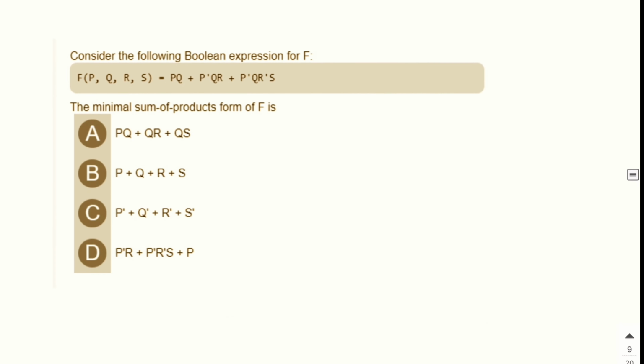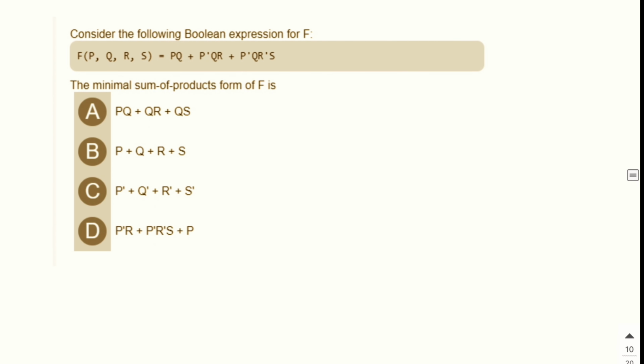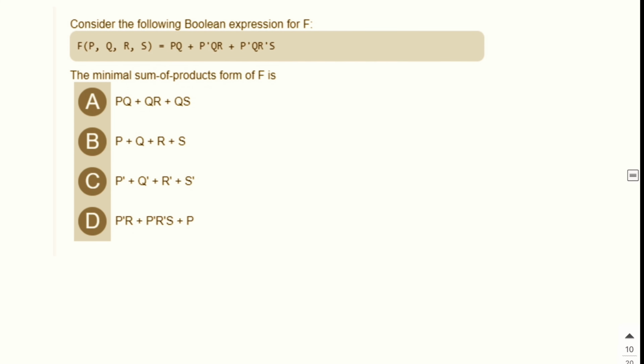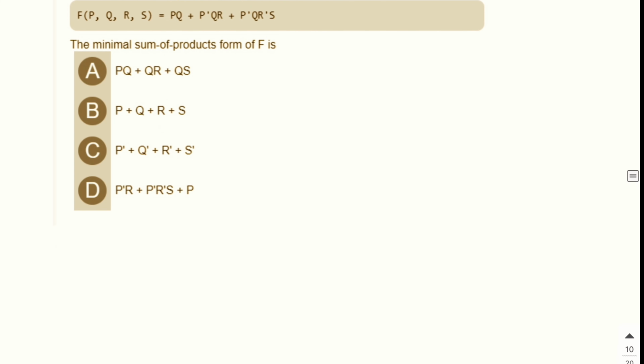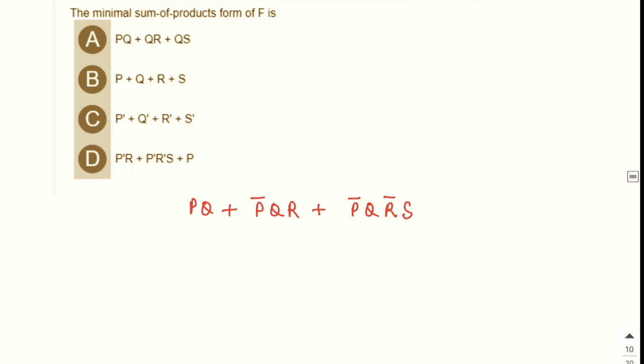Let's move to the next question. Now we have, consider the following Boolean expression for F. F is PQ plus P bar QR plus P bar Q R bar S. So we have to just try to minimize this.